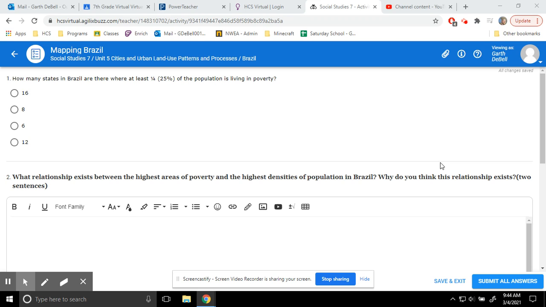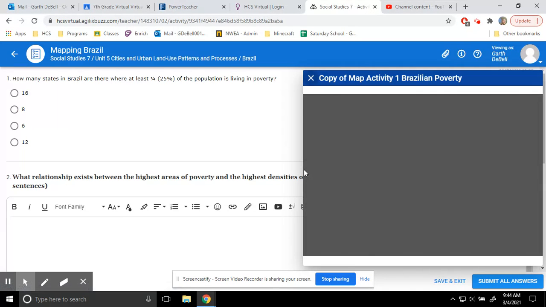All right, ladies and gentlemen, we are working on Unit 5 Cities and Urban Land Use. Particularly, we're doing our map activity for Brazil. So, first thing you want to do is actually bring up your maps.